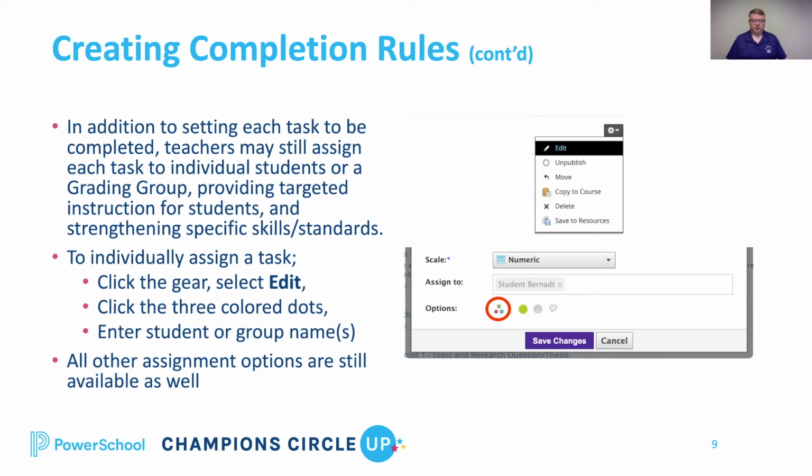Just a quick review, at the assignment level, you'll still click this little gear and then click edit. And to assign to a grading group or to individual students, you'll click the three colored dots here. And then you just start putting in student names or the name of a grading group. In elementary schools, I've seen teachers use a triangle group or a circle group, a rectangle group. So whatever you want to name it, you can assign those specific tasks to individual students or grading groups.